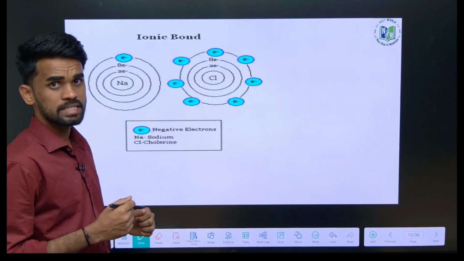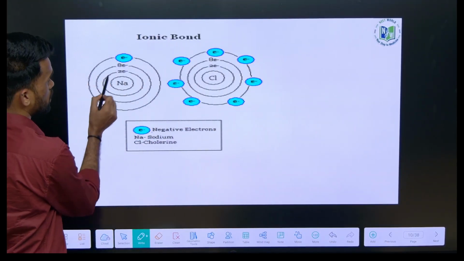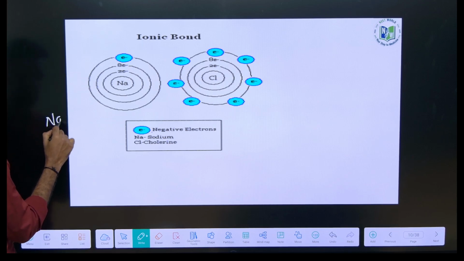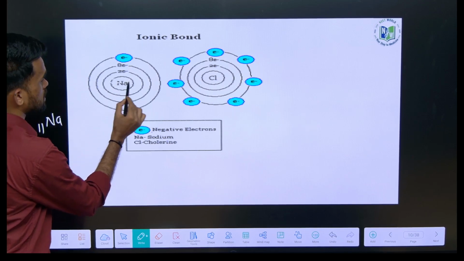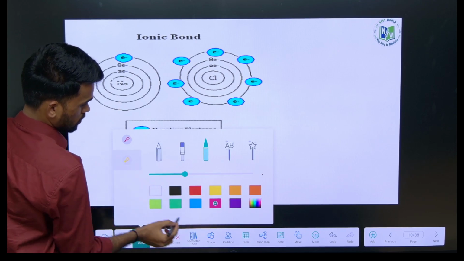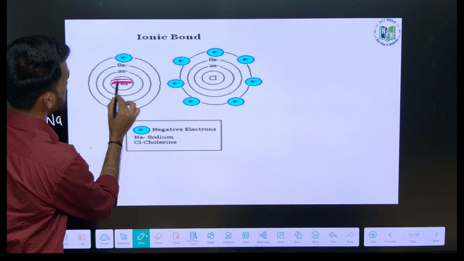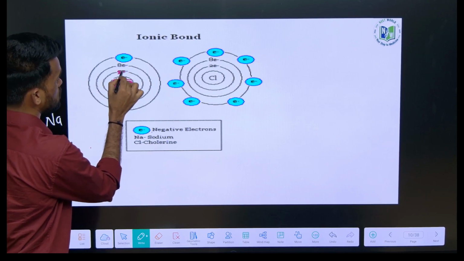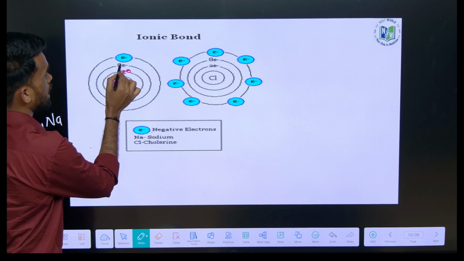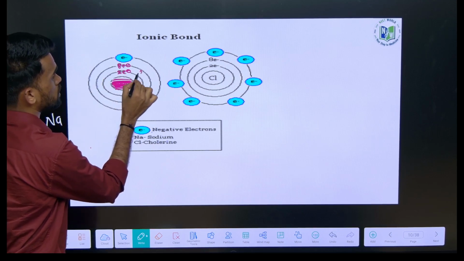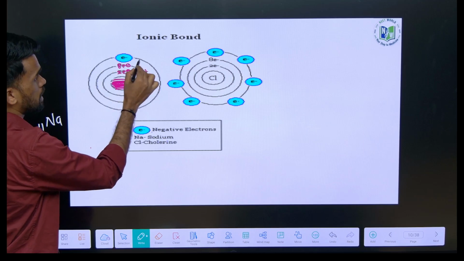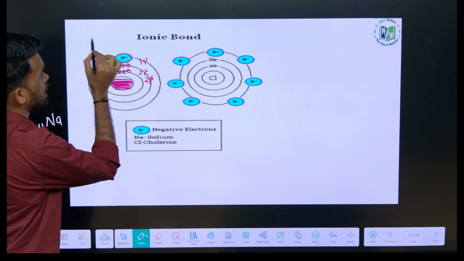So how does it take place? See here, for the sodium atom, how many electrons are there? Sodium has atomic number 11. Therefore, consider this pink one as the nucleus of the sodium atom. Around the nucleus we have 2 electrons in the 1s orbital, 2 in 2s and 6 in 2p, that is 8 electrons, and we have one more electron, that is 3s1. So here I have highlighted 3s1.